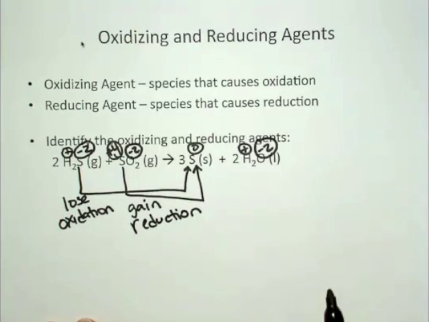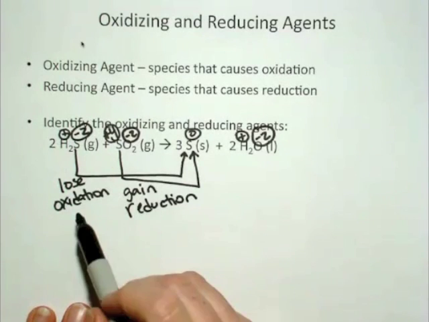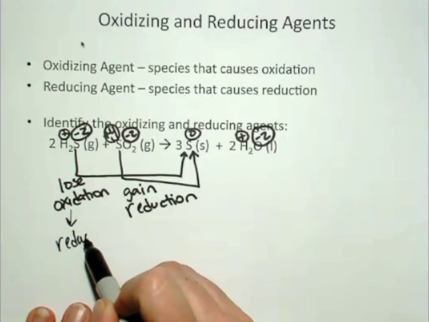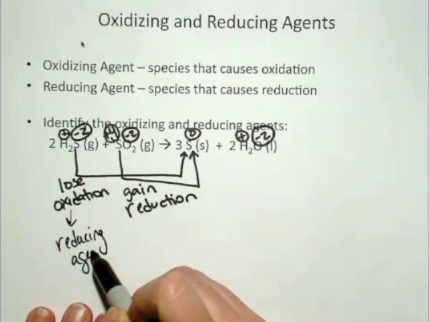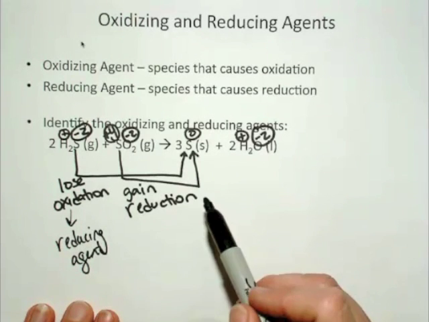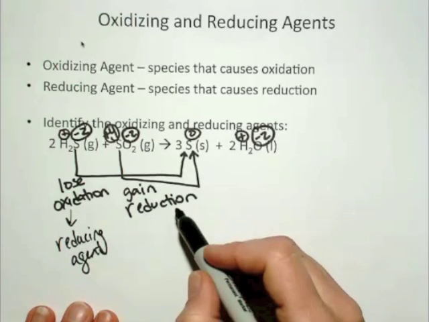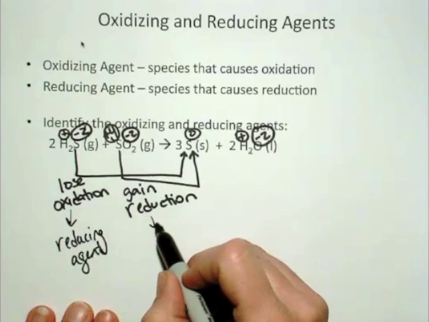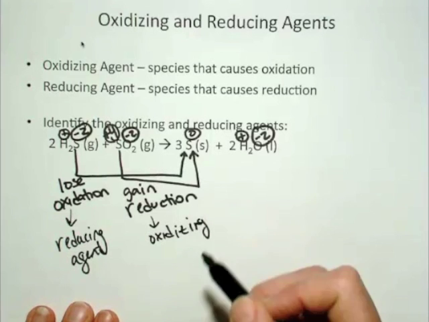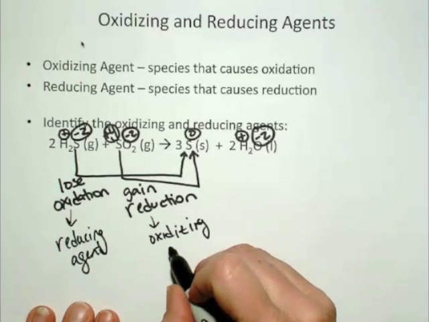Okay, and so then the question is, identify the oxidizing and reducing agents. So whatever's undergoing oxidation must be the reducing agent because it's allowing reduction to occur. It's the agent of change, so it's providing electrons such that reduction can occur, so it's the reducing agent. And then the sulfur dioxide must be the oxidizing agent because it is accepting electrons and allowing something else to undergo oxidation, so it's the oxidizing agent.